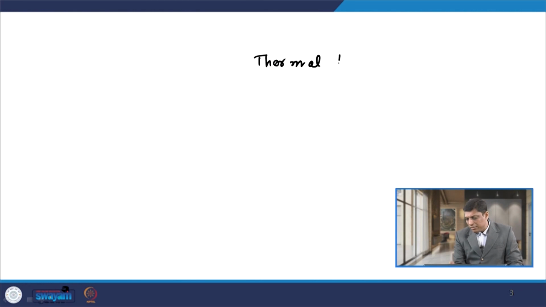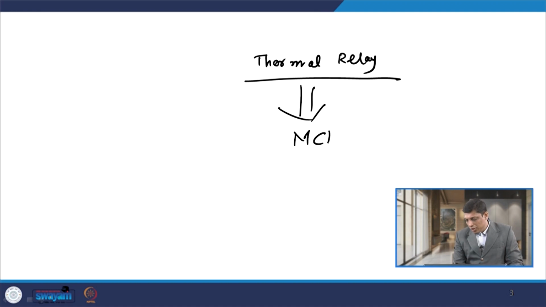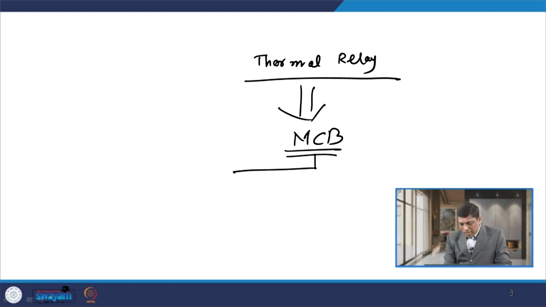If I want to give you just an example of this thermal relay, then we can compare the thermal relay with the function of an MCB. We know that we utilize miniature circuit breakers in our domestic applications. If you just look at the circuit of the MCB, it also contains two things. One is the bimetallic strip and the other is some instantaneous device.